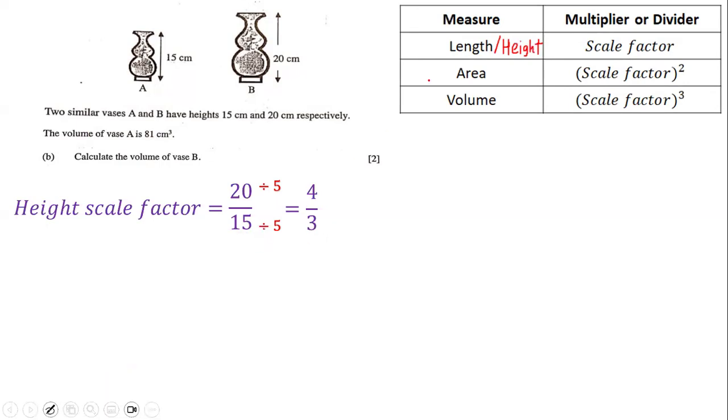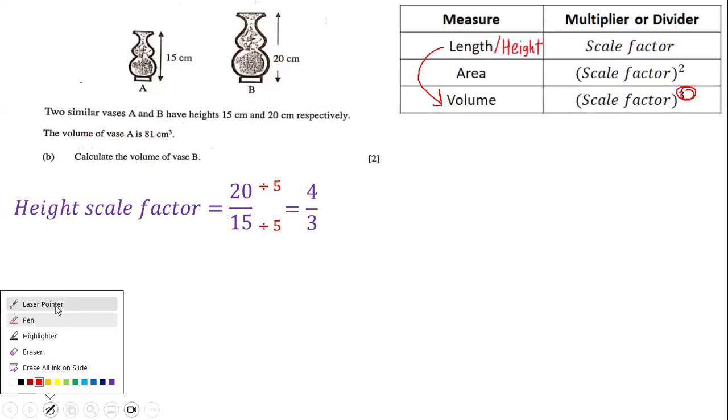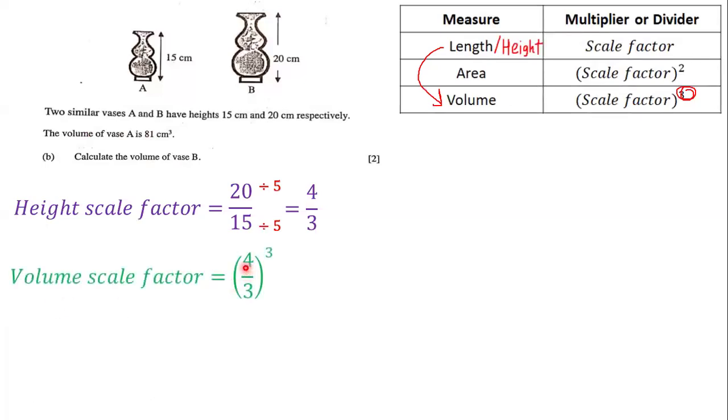In order to move from the height scale factor to the volume scale factor, we need to raise the height scale factor to the power of 3. We know that 4 over 3 is the height scale factor, so to figure out the volume scale factor, we take 4 over 3 and raise it to the power of 3. That gives us 4 to the third power over 3 to the third power. 4 to the third power is 64, and 3 to the third power is 27.